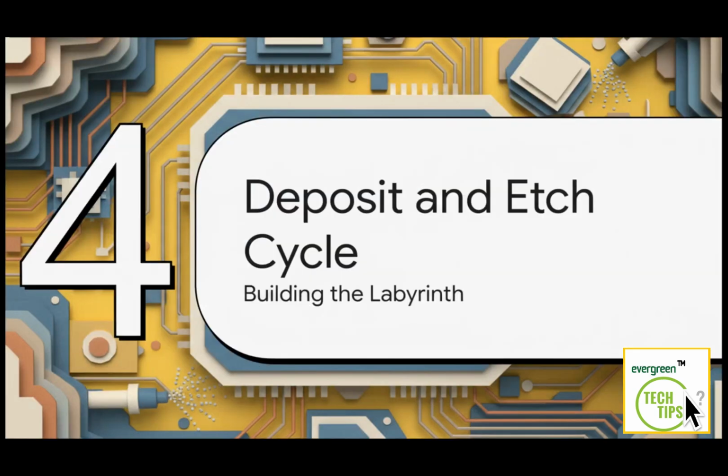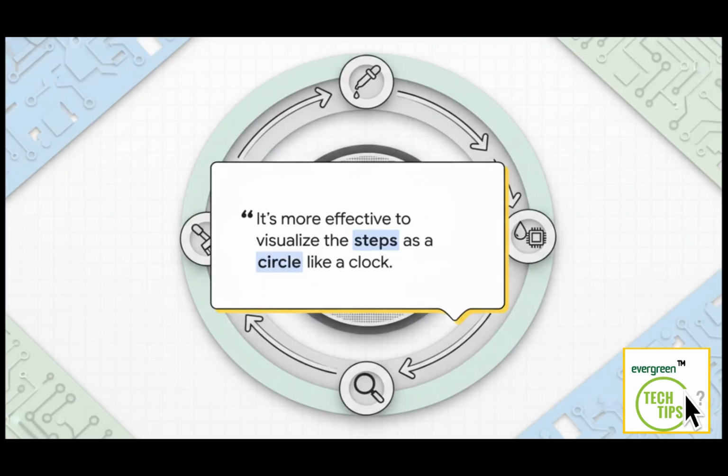Which brings us to Part 4, the deposit and etch cycle. To physically build up that vast labyrinth of metal wiring and insulating layers on the chip, you really shouldn't try to memorize 940 linear steps. Instead, like our source points out, it's way more effective to visualize the steps as a circle, kind of like a clock. The wafer just continuously cycles through, adding material, removing material, cleaning, and inspecting, over and over again, layer by layer.